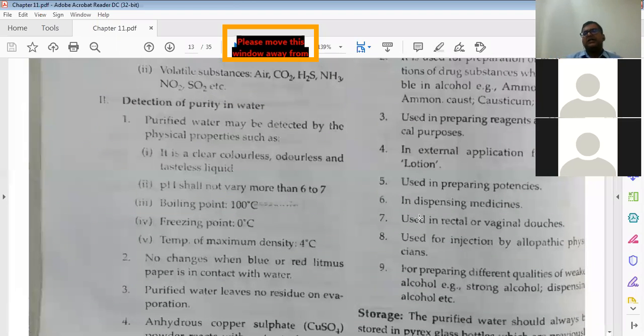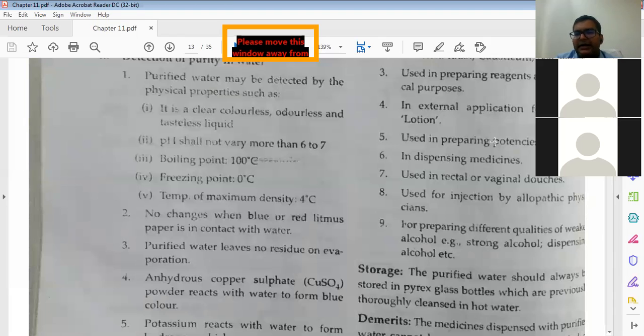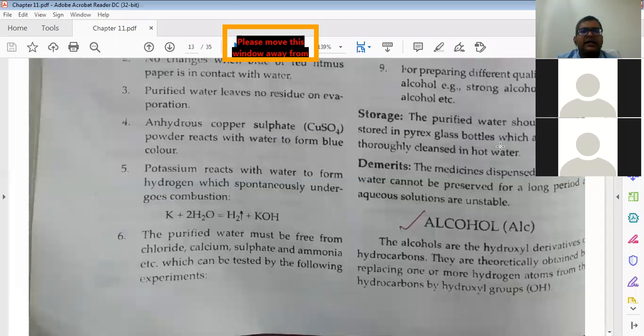So what we have studied in liquid vehicles about water: three processes of getting pure water. One is the glass distillation process, second is the ion exchange process, third is the still distillation process. Then the properties of water, then the use of water as per homeopathic pharmacy. There is no need to write anything medicinal; write all the things related with homeopathic pharmacy. So today we will go till this part only.